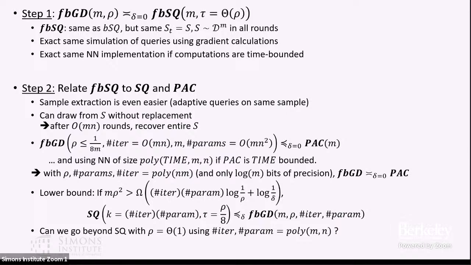If I give you SQ type access to a sample, like you can calculate averages in the sample with fixed tolerance, can you extract a single sample? Or okay, I don't know.